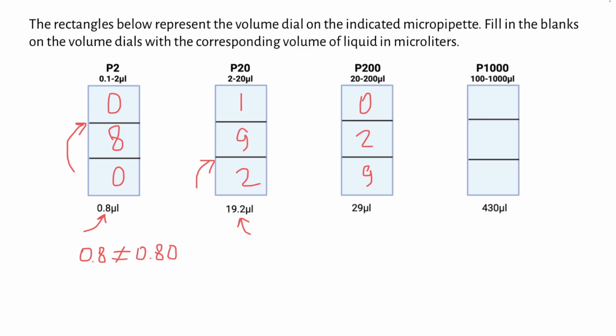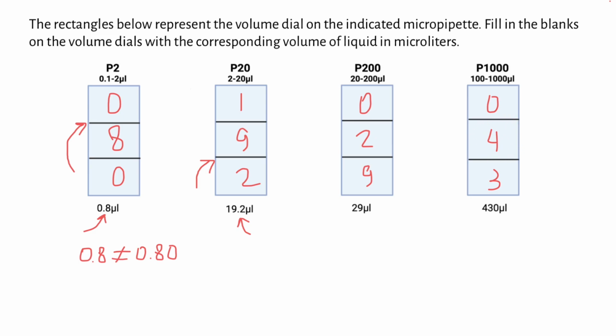430 microliters, probably many of you would have a temptation to put 4 here, 3 here, and 0 here. But actually, we dial 430 as 0, 4, and 3. This box here represents thousands of microliters. It can only be 0 or 1. And this is hundreds of microliters, 400.